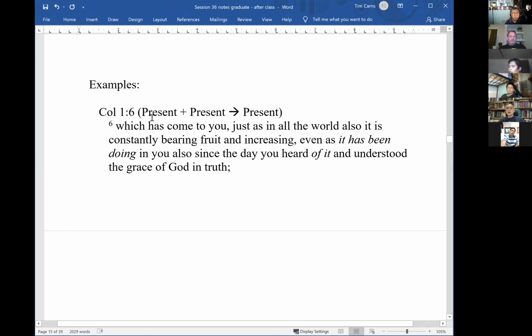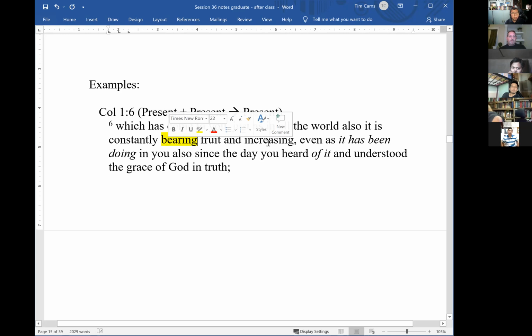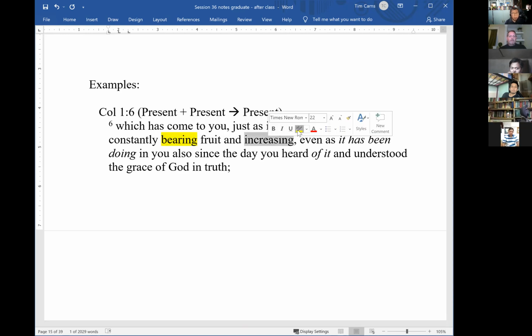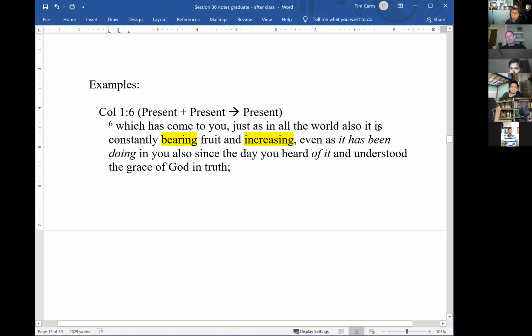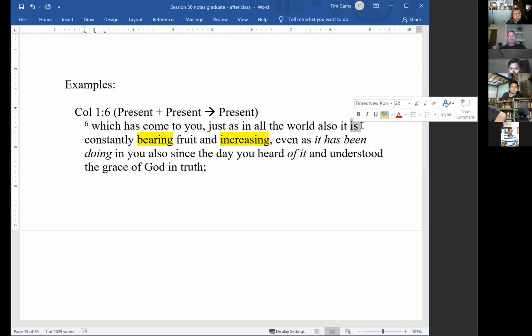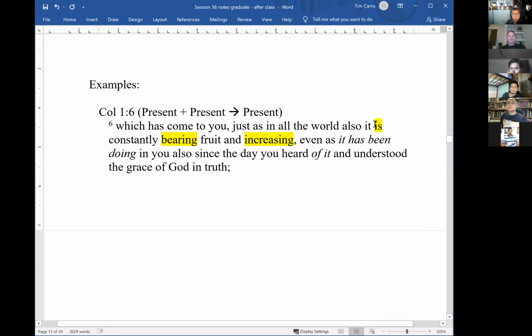All right, so in this case, in Colossians, we have "constantly bearing fruit." This is a participle, and "increasing." In the Greek, there's a verb of being here. The verb of being is present tense, and the two participles are too, so we translate it as present tense. Is constantly bearing fruit, now, ongoing.